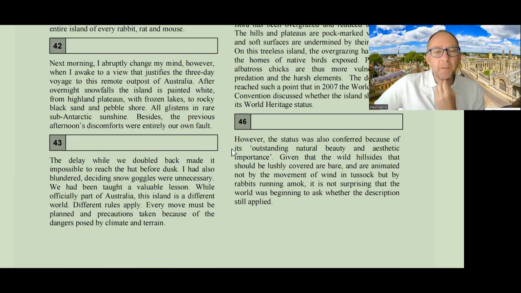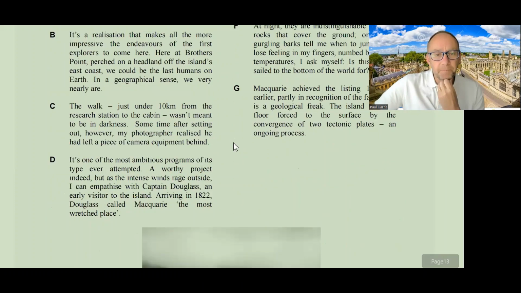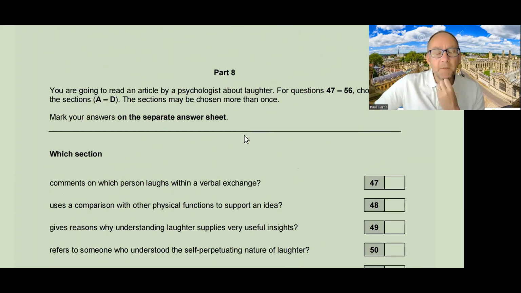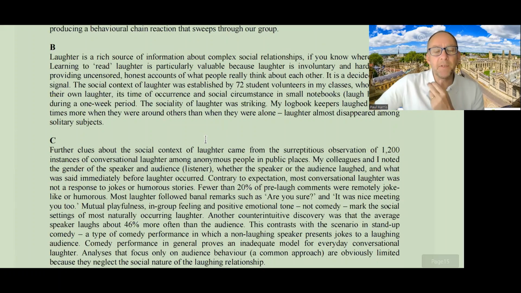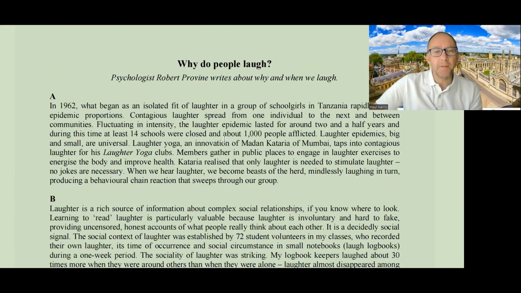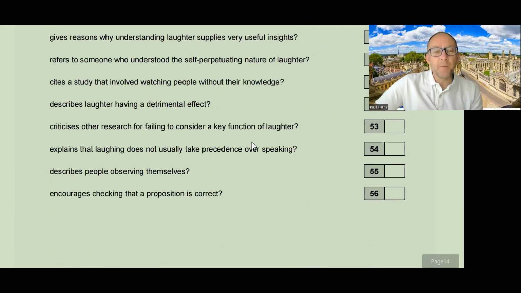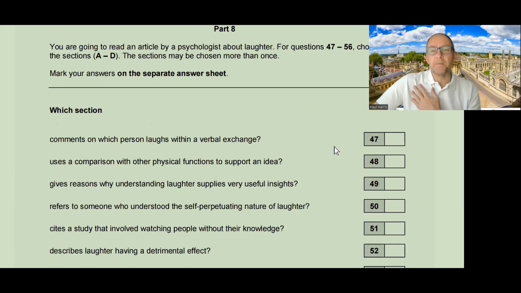Right, okay, let's move on to the last question. Now, the last question here, we've said, is about 4 or 5 different sections. Here we've got 4 sections, okay? And we've got to answer these 10 questions, okay? Now, I think it's worth going through the questions and just looking to see what the question is being asked, okay? So, for example, which section comments on which person laughs within a verbal exchange? So when you're talking, who is also laughing at the same time?